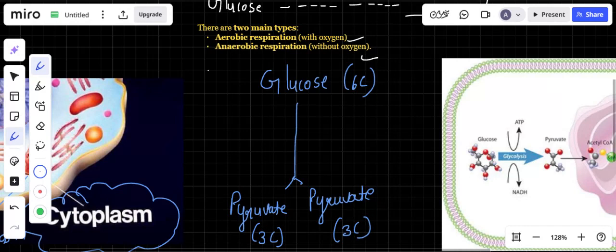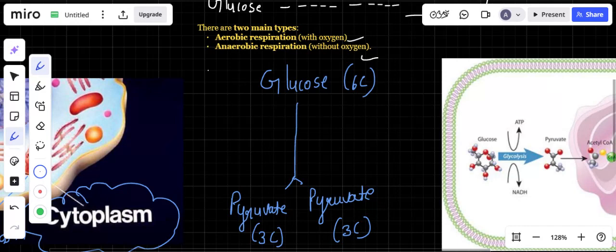During this process, 2 ATP are used, which is the investment phase, and 4 ATP are produced, which is the payoff phase. So the net gain is 2 ATP molecules. Also, in this entire process, 2 NADH are produced. This is like an initial spark that starts the energy production process.